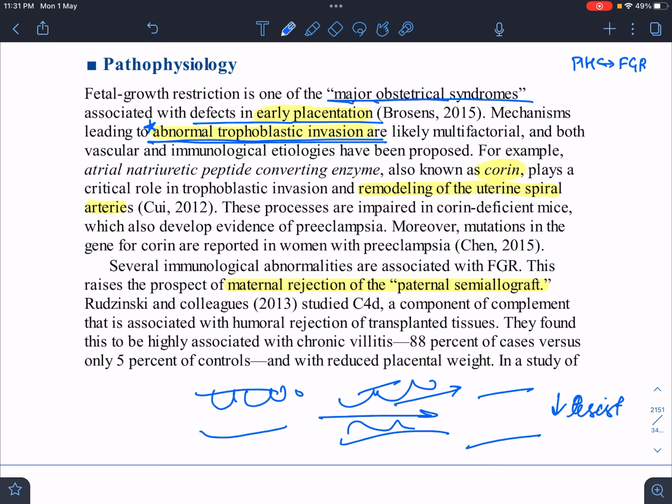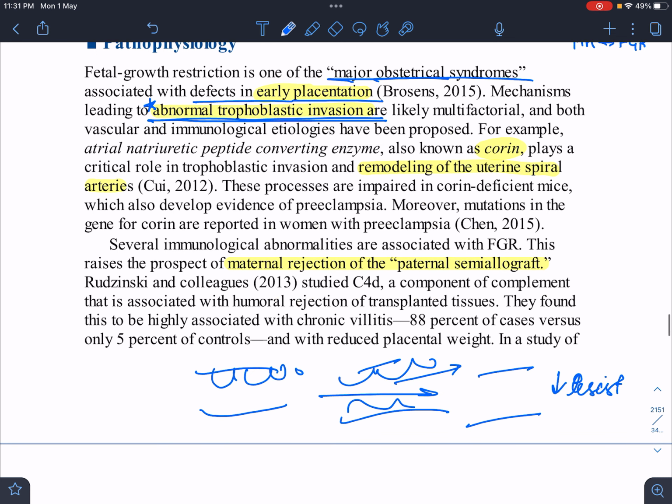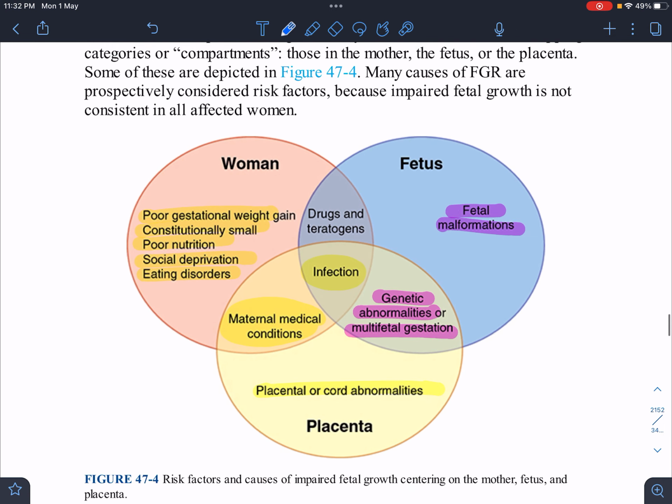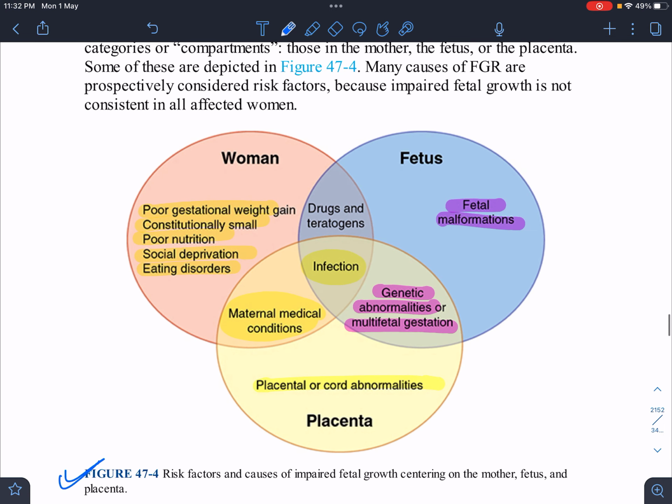Now there are other factors like atrial natriuretic peptide converting enzyme, chorin, remodeling of the uterine spiral arteries, all of these things, but we are going to focus on this only. Now next we come to risk factors. Okay, so this table is a very beautiful table.